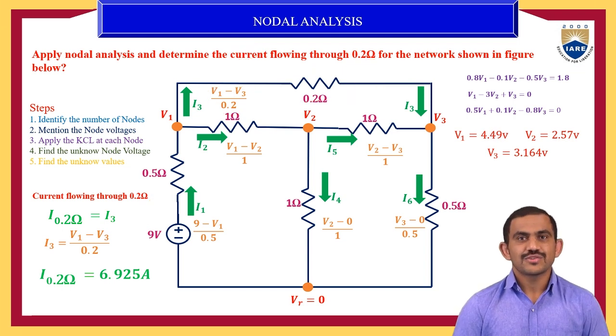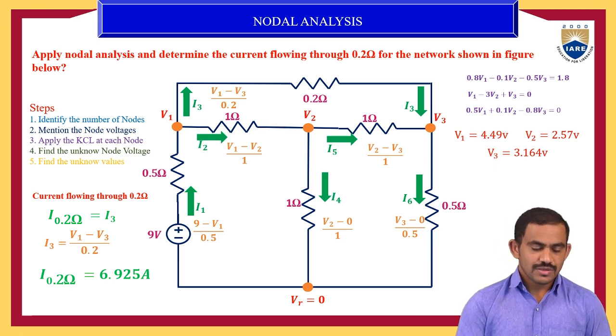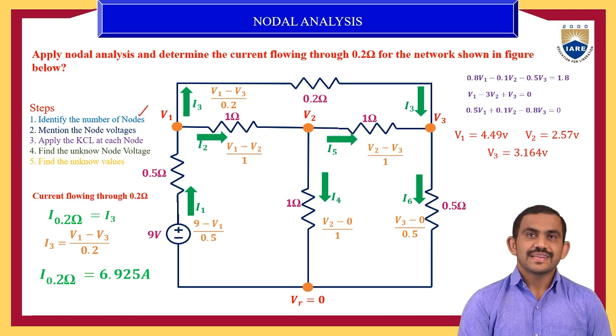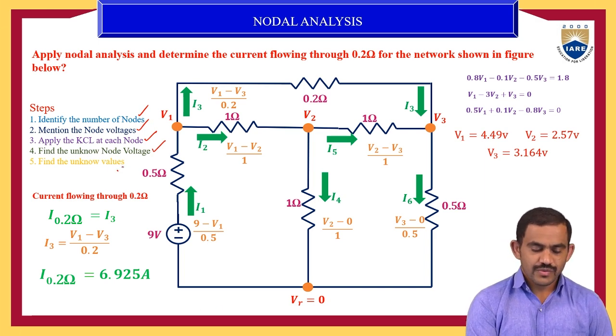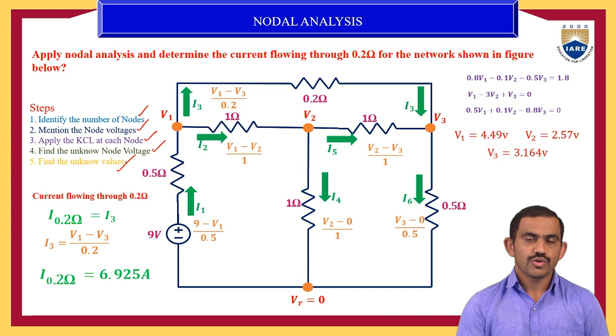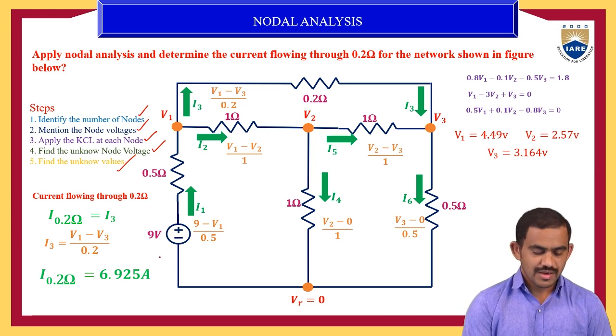Here I have one circuit. Using nodal analysis, I want to find the 0.2 ohm current. For that, I need to follow step by step. So first I need to identify the nodes, then mention the node voltages, apply the KCL rule, then find the unknown voltages at each node, then find the unknown value. We'll go step by step, then we'll get the answer.